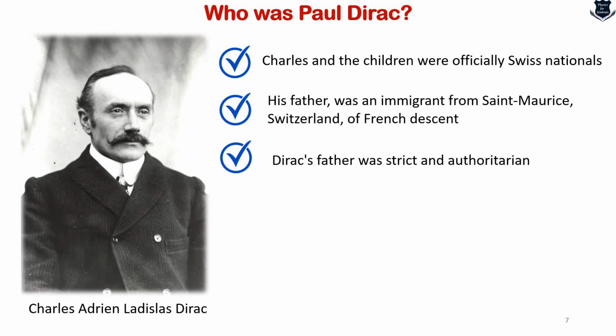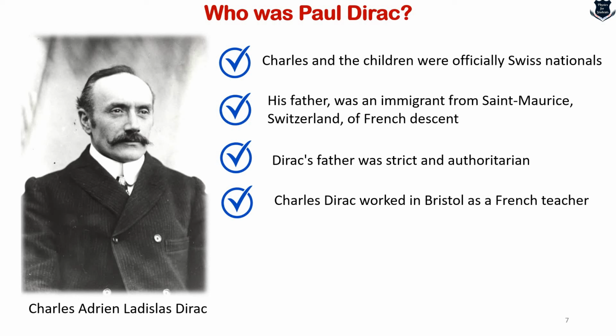Charles Dirac forced his children to speak to him only in French so that they might learn the language, and he was a French teacher in a school in Bristol. When Dirac found that he could not express what he wanted to say in French, he chose to remain silent.